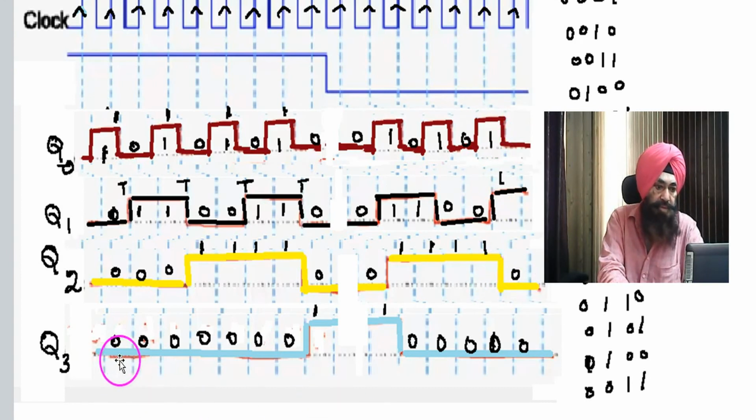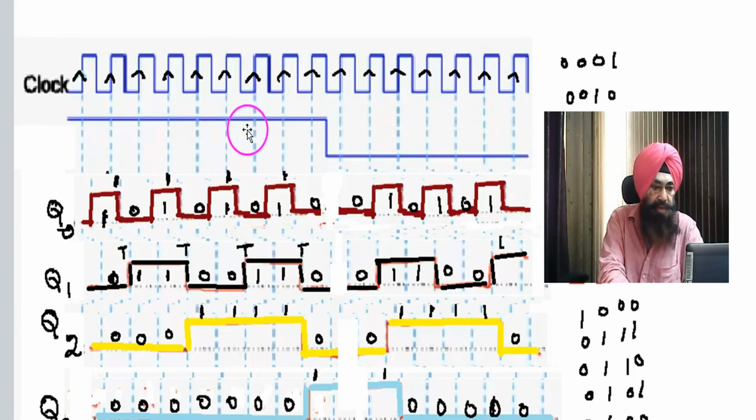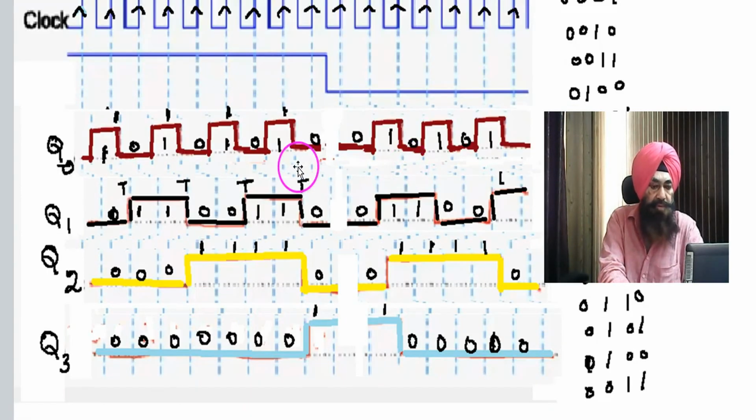So this will toggle when this is high, this is high, this is high, with the clock. All the three are high, toggles 0 to 1. Okay, all the three are high, this one, this one, this one, toggles 1 to 0. So keeping in mind that here it is going from high to low. So this is what is happening.